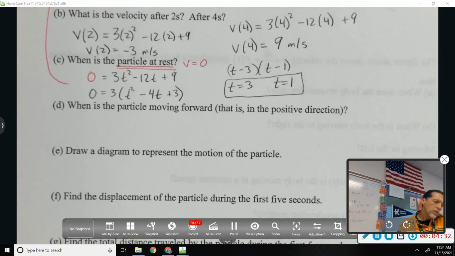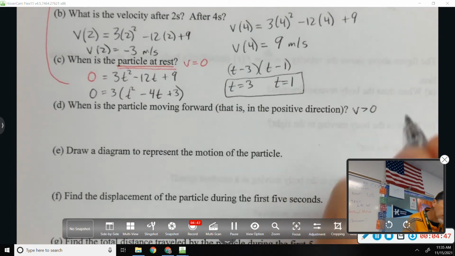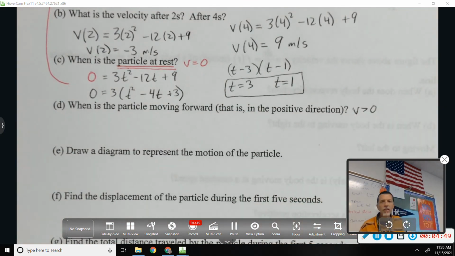When is the particle moving forward? That is in the positive direction. So what's it asking for here? When is the velocity positive? When is velocity positive? Well, I know when it's 0, so I'm going to do the number line thing with intervals and check the intervals and then figure out where velocity is positive.